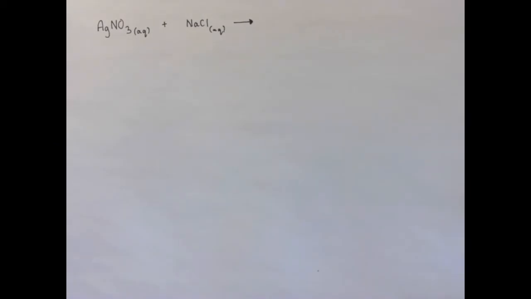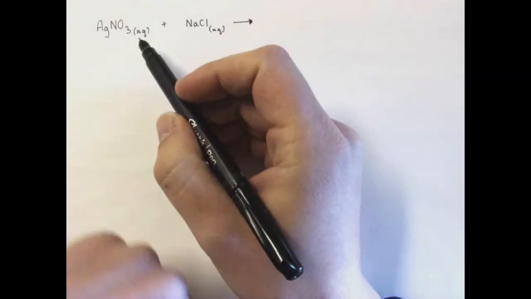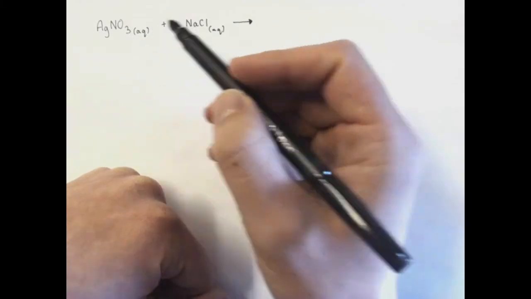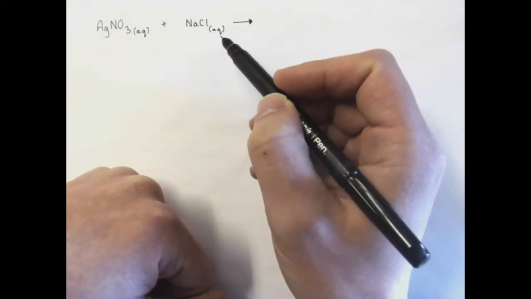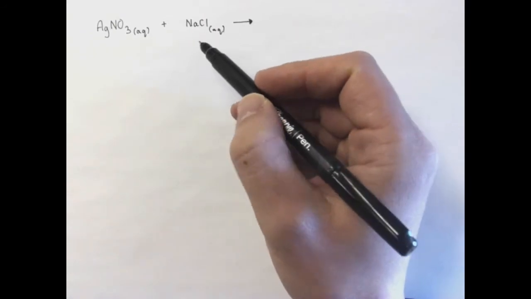A couple of displacement reactions occur between two different ionic compounds. And these two ionic compounds in solution will react with one another to form a different set of ionic compounds. So here what I've written is silver nitrate with AQ, so that's aqueous, it's dissolved in water. And I've written sodium chloride with AQ in the aqueous state, it's dissolved in water.